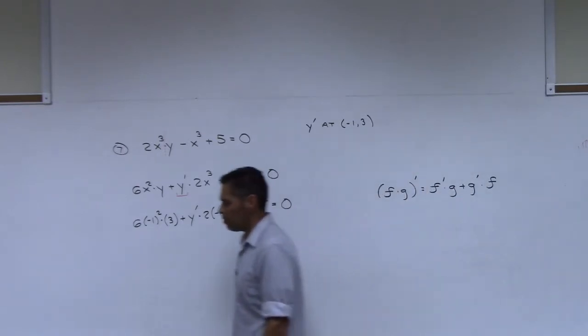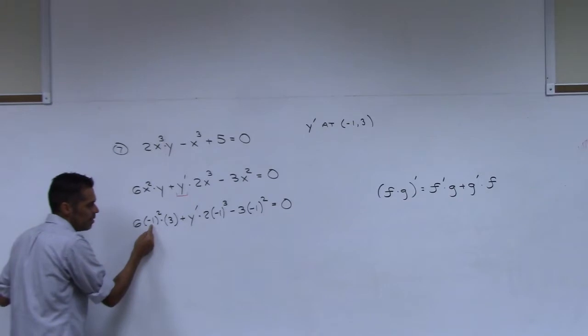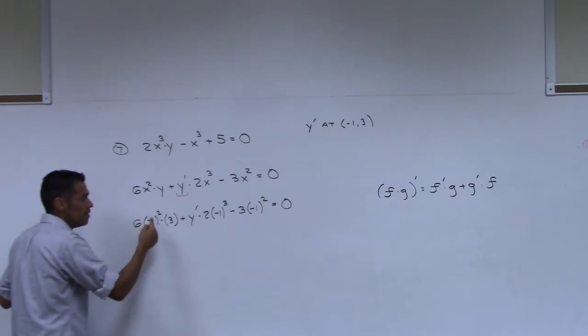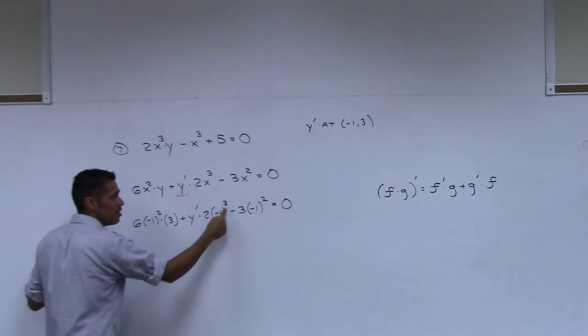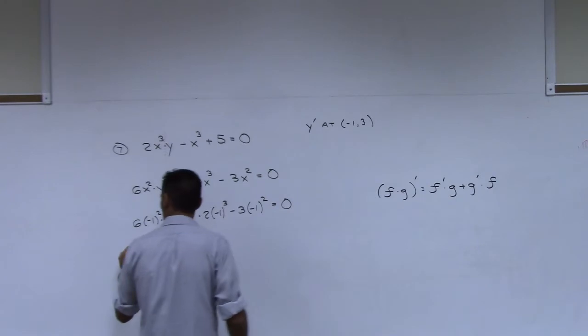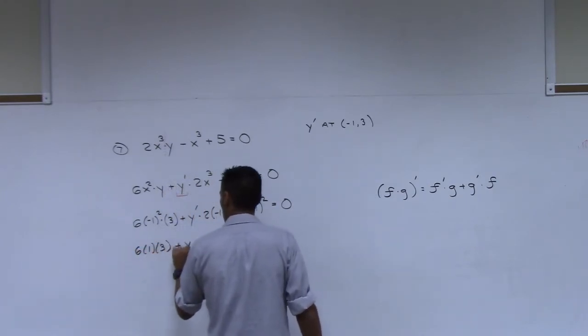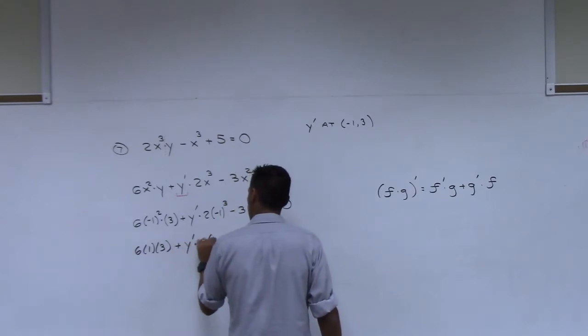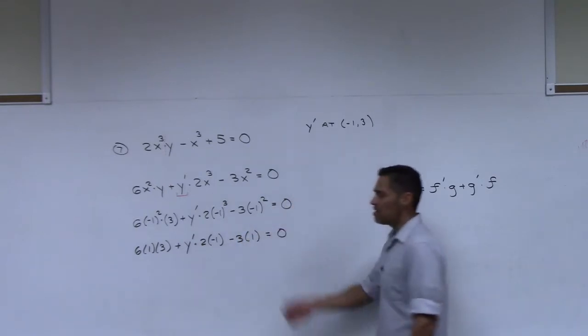So what goes first here? What do we always do first? We do what's in parentheses, right? But negative 1 can't do anything to negative 1, right? So I'm going to do the exponents. What's negative 1 squared? Positive 1, right? What's negative 1 cubed? Negative 1. Negative 1 squared? Positive 1. So this is really what this turns out to be. 6 times 1 times 3 plus y prime times 2 times negative 1 minus 3 times 1 equals 0. So that just takes care of all my exponents.